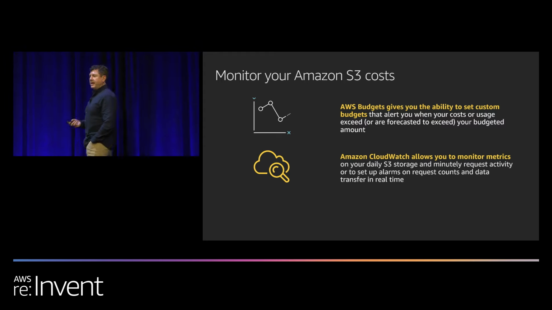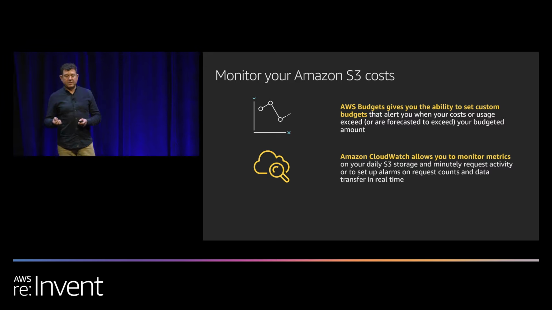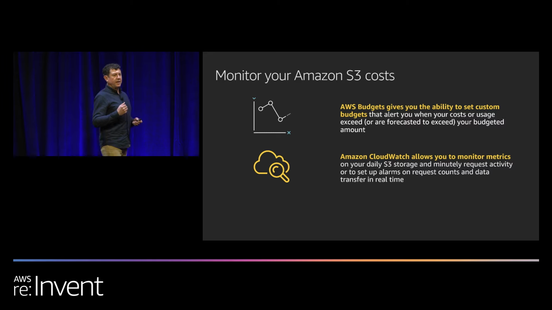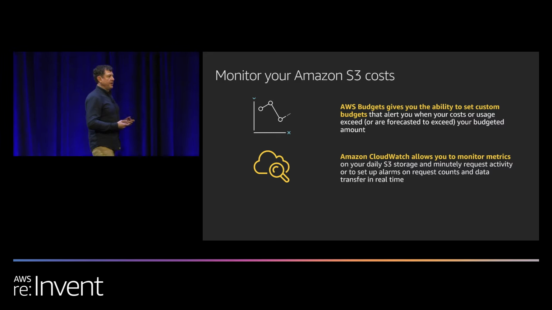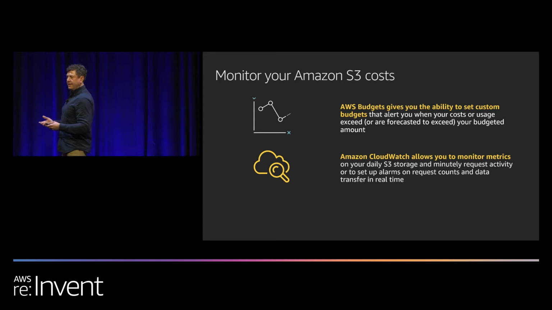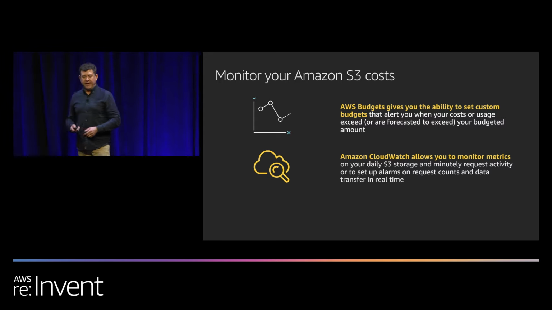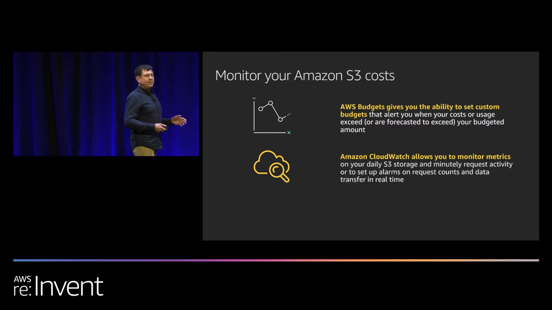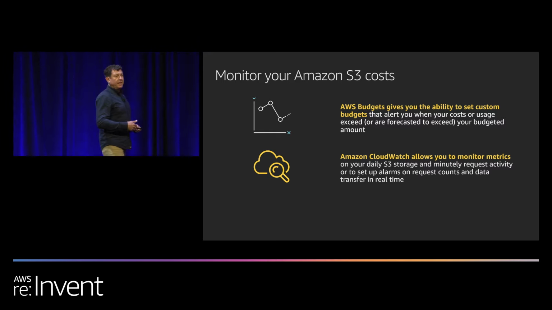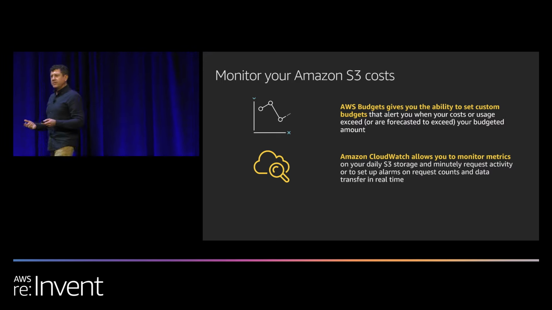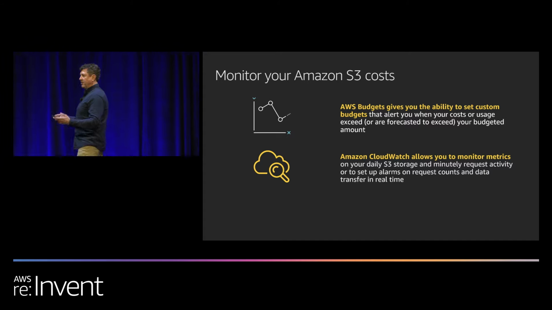CloudWatch will allow you to set real-time metrics around two parameters. The first is daily S3 storage usage. That usage can be defined both as the number of objects in a bucket, so you can set a threshold around that number, and also around the total amount of data stored in that bucket. And then also minutely request activity. So if you're seeing an inordinate amount of requests and there are fees associated with those requests, you can also receive CloudWatch alerts when your spend is not occurring as expected.